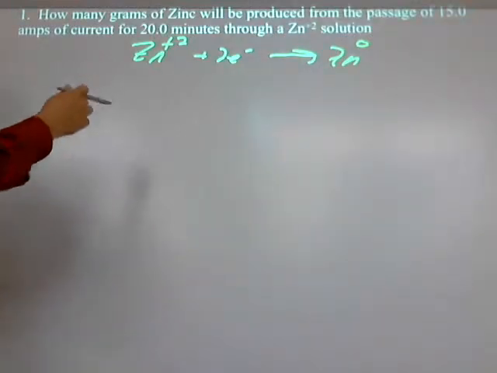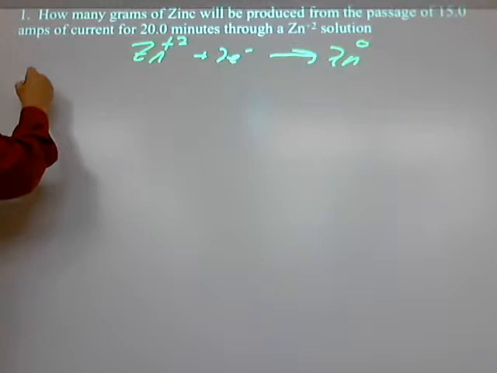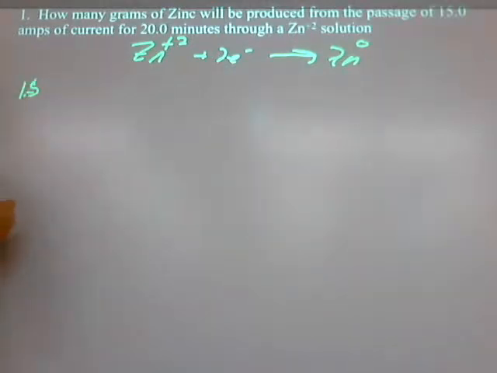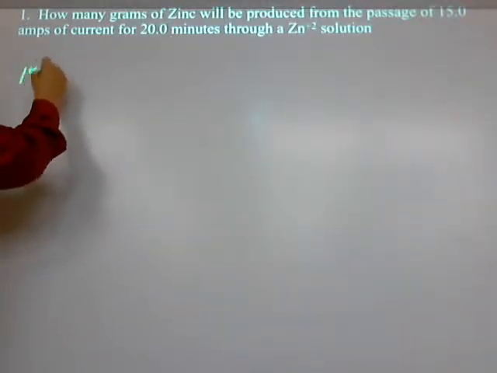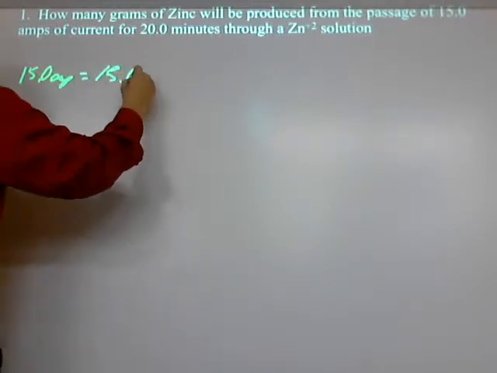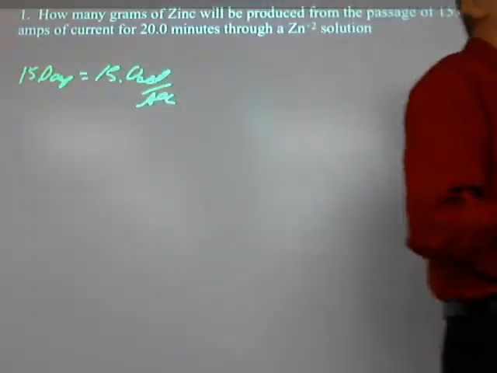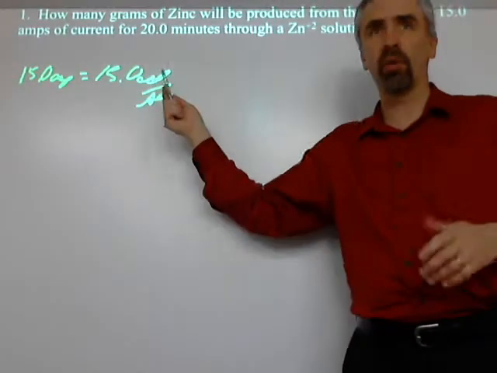All right, let's start out. What do I want to start with? I want to start with 15.0 amps. 15.0 amps is 15.0 coulombs per second. Yeah, you could just start with coulombs per second. I'm just showing you that today.